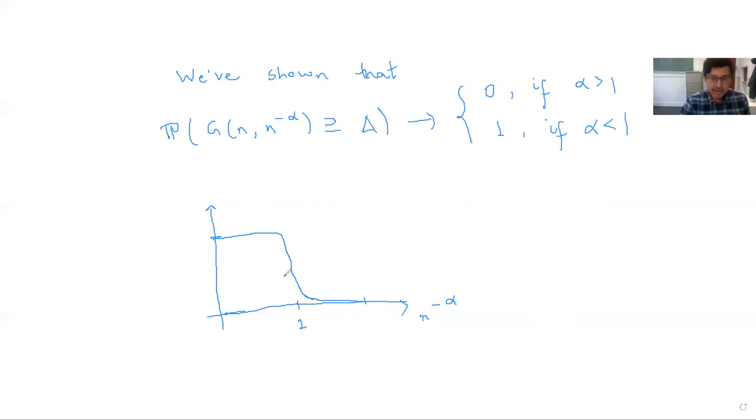And essentially, this gives you the intuition for what happens, not just for triangles, but for any other graphs. There is a similar transition, not necessarily at alpha equals 1, but at some other value of alpha, depending on the graph, at which there is such a sharp transition. And that's a result we'll state and prove next time. But for now, this concludes the discussion of triangles. And I'm going to stop this recording here.